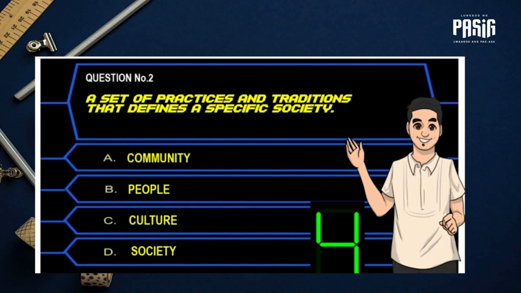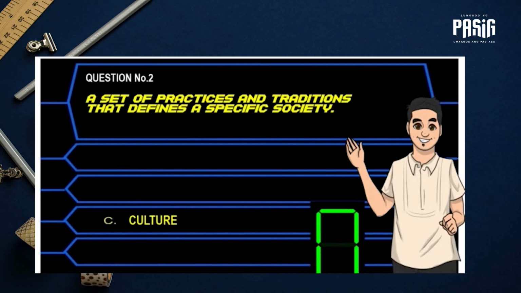Question number 2. A set of practices and traditions that defines a specific society. The choices are A. Community, B. People, C. Culture, D. Society. The correct answer is C. Culture.